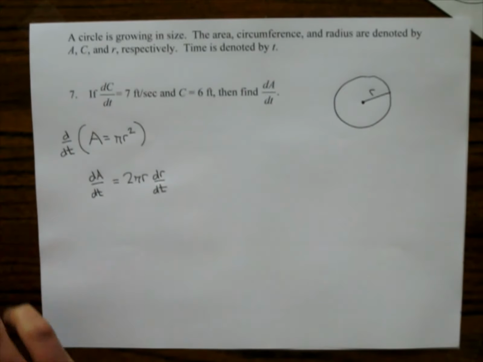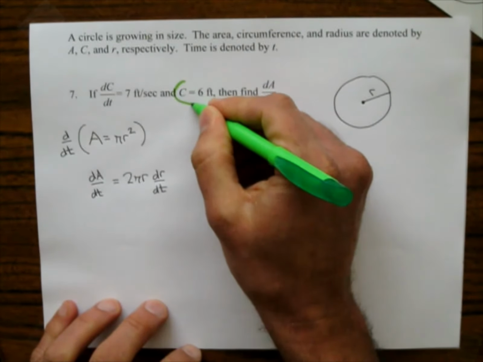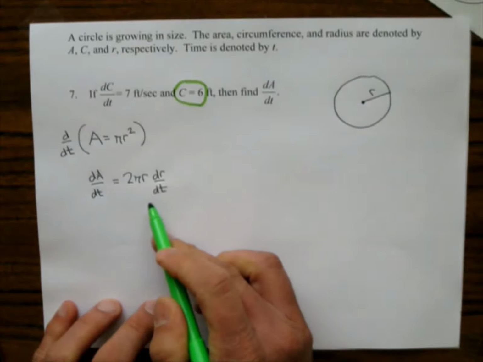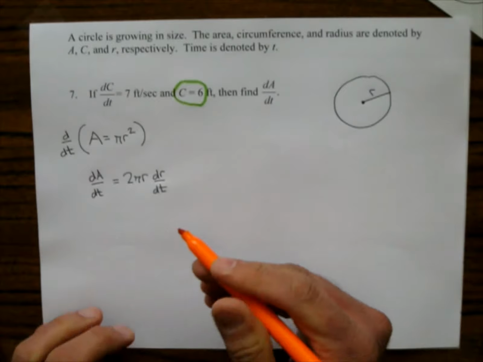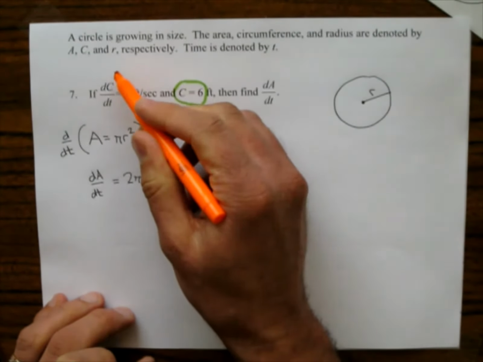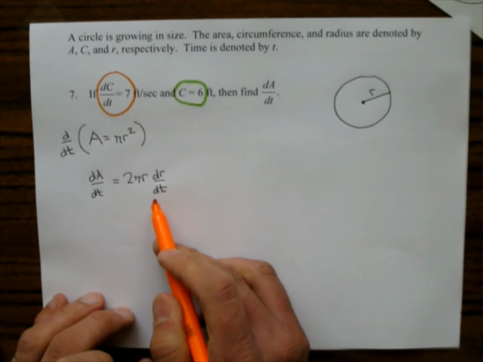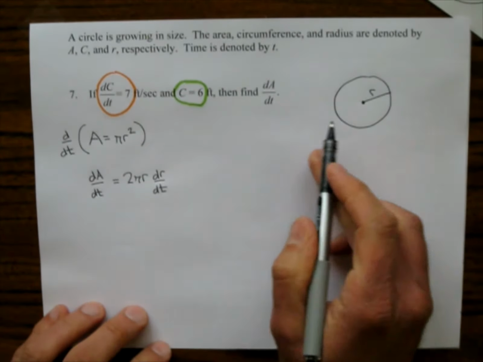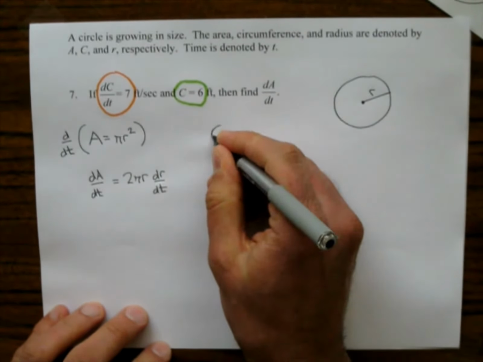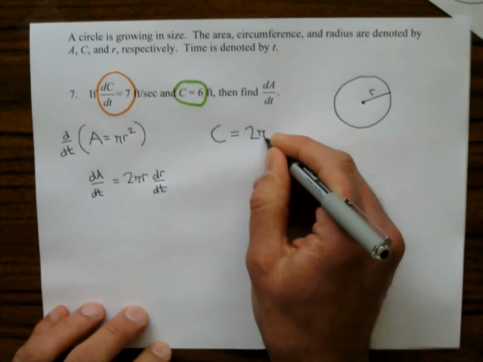So what we can do is we can say, look at this. Circumference is 6. Oh, wait a minute, there's no circumference there. Let's say the dc dt, change in circumference with respect to time, is 7. Oh, okay, so I still don't see that circumference there. I need another formula for this circle that has their circumference in it. The circumference of a circle is 2 pi r.